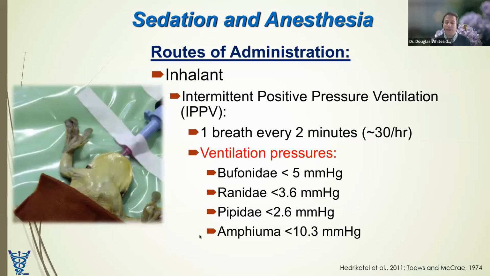It's been very poorly studied in salamander species. Much more research has been done in our frog species, but in one salamander species, the axolotl, it was less than 10.3 millimeters of mercury. So very, very low ventilation pressure. We have to be really, really careful about ventilating these amphibians, because we can end up damaging their lungs very easily if we overpressurize them.